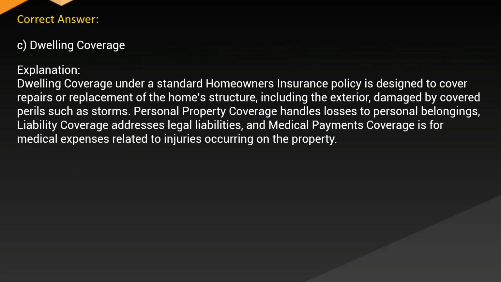Correct answer. C. Dwelling coverage. Explanation. Dwelling coverage under a standard homeowner's insurance policy is designed to cover repairs or replacement of the home structure, including the exterior, damaged by covered perils such as storms. Personal property coverage handles losses to personal belongings. Liability coverage addresses legal liabilities, and medical payments coverage is for medical expenses related to injuries occurring on the property.